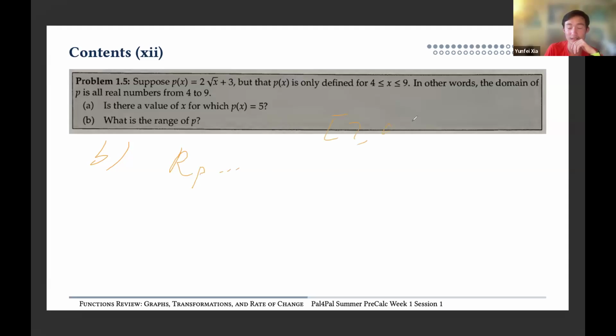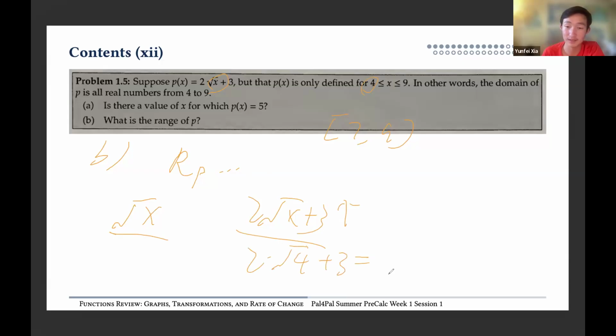All right, so we have an answer, and let's verify if it is correct. So first we can observe that as x increases, square root of x increases, right? Can you convince yourself that this is true? If so, then 2 times root x is also increasing. So 2 root x plus 3 is also increasing. So the smallest value for p of x is when x is the smallest, which is 4 in this case. So 2 times root 4 plus 3, which is 7.